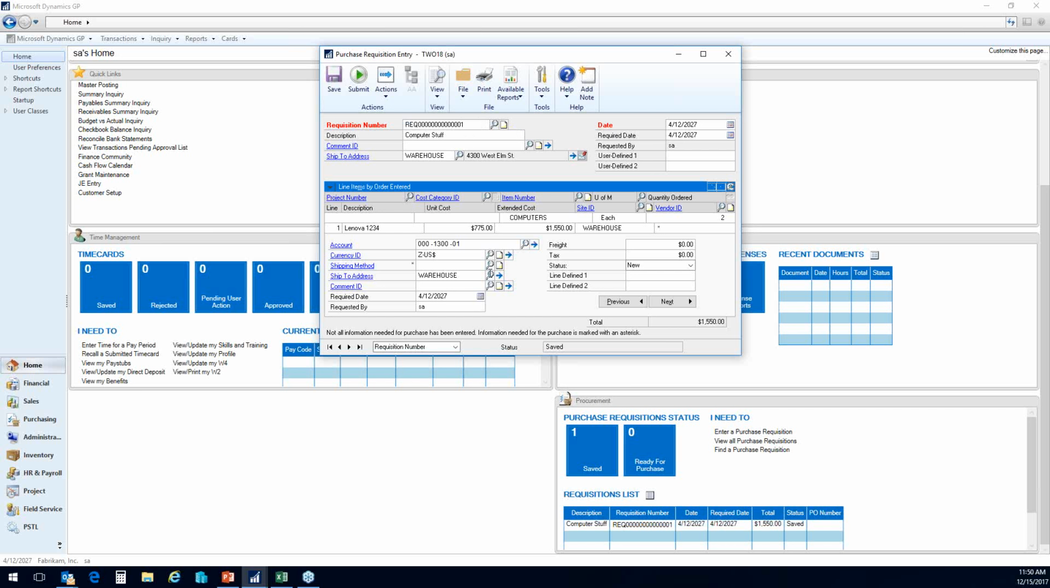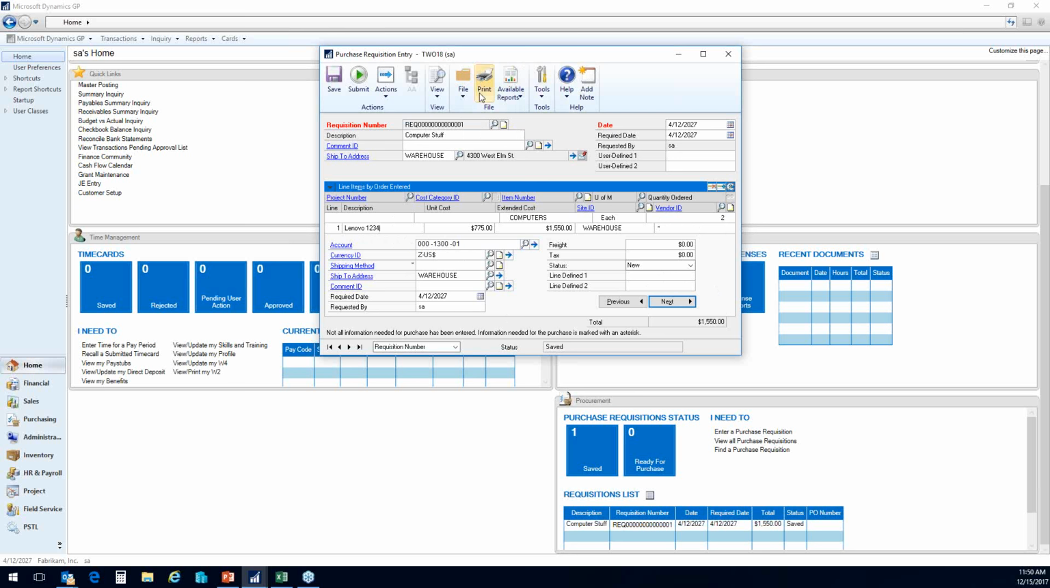I put in everything I can. Here I don't even know the vendor. I left that blank. I don't know where they're going to buy it. I just know that I need it. It's a Lenovo 1234 computer. I'm asking for a couple of those and charge it to my budget here, this particular GL account. This goes into the workflow. So again, someone has to approve this, and then ultimately, if it is approved, it will turn into a purchase order without rekeying anything.